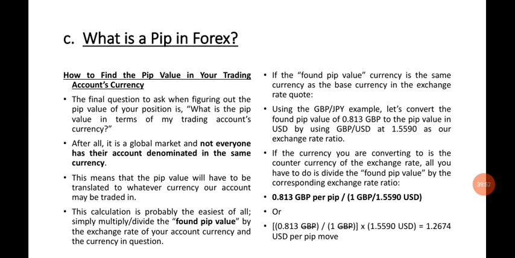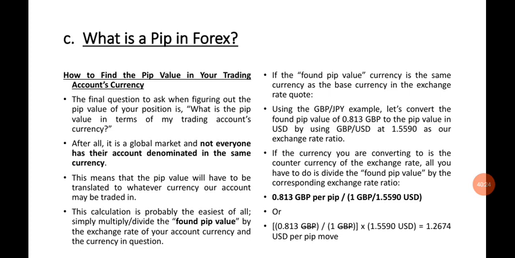If the currency you are converting to is the counter currency of the exchange rate, all you have to do is divide the found pip value by the corresponding exchange rate ratio. In this case, we now have our 0.813 Great British Pound per pip. We're now dividing by our ratio of 1 British Pound is equal to 1.5590 US dollar. Or again, do 0.813 Great British Pound divided by 1 British Pound.